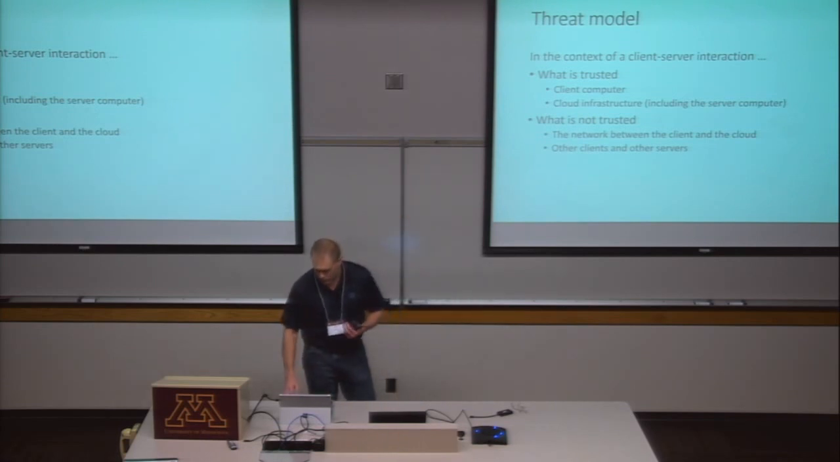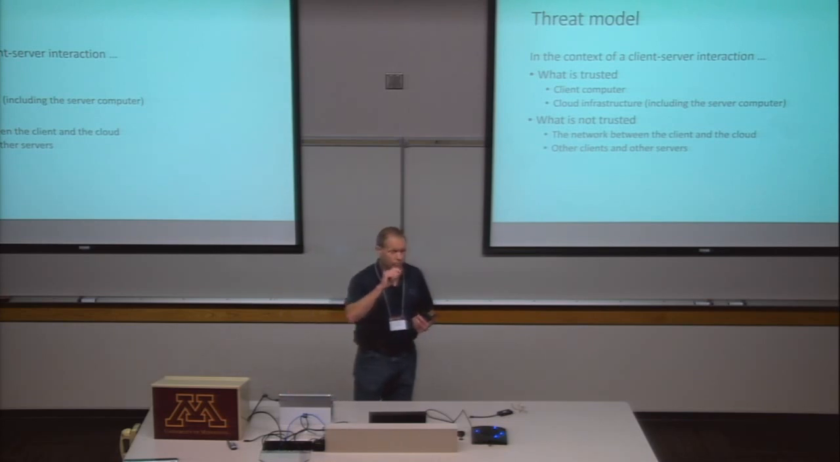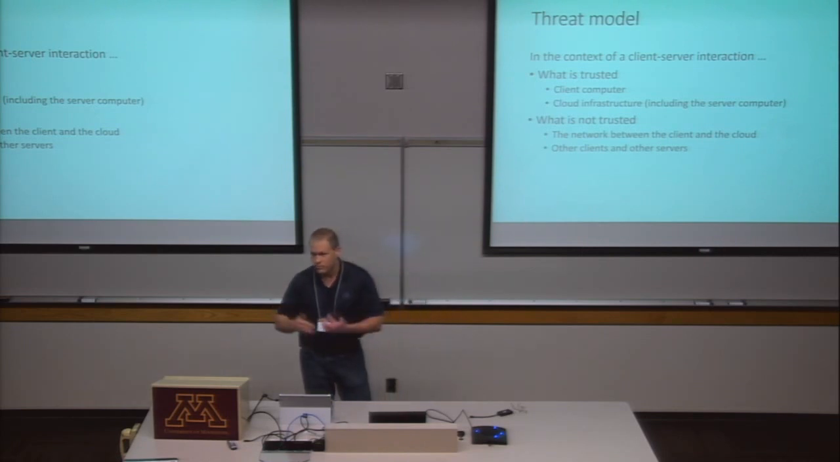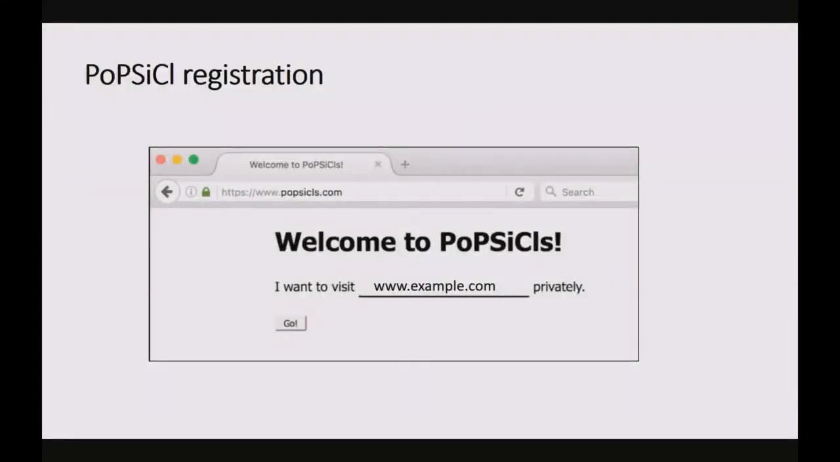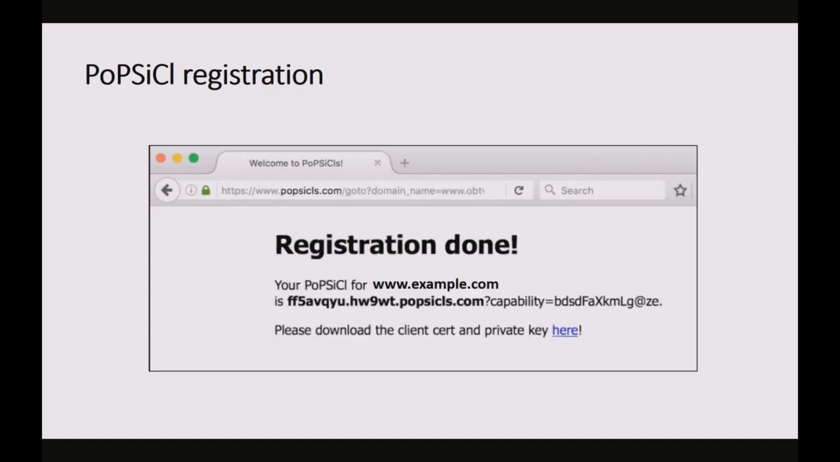What this looks like from the user's point of view is something like this. There's actually a video on my student's webpage if you want to go look at him exercising the system. But at a very high level, you go to something that we call the popsicle store, and you say, hey, look, I would like a pseudonym for www.example.com. And what comes back to the user is a pseudonym, right? This big, ugly FF5 blah, blah, blah thing. It has a question mark capability equals after that. I don't think in this talk I'm going to describe to you why that capability is there, but it's needed. It's in the paper, so check it out.